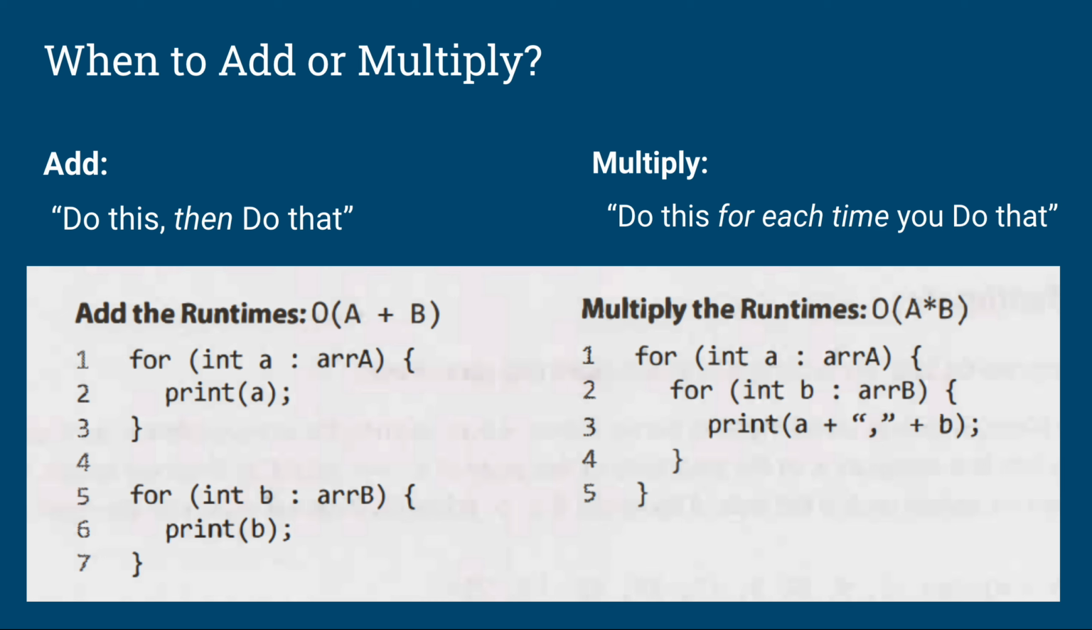But on the right side, we're saying for every element in array A, you're going through every element in array B. So you're going through array B the number of times you have elements in array A. So it's a lot more. You're not just going through array B once. So that's when you're going to multiply. And you're thinking about it mostly when you have nested loops.